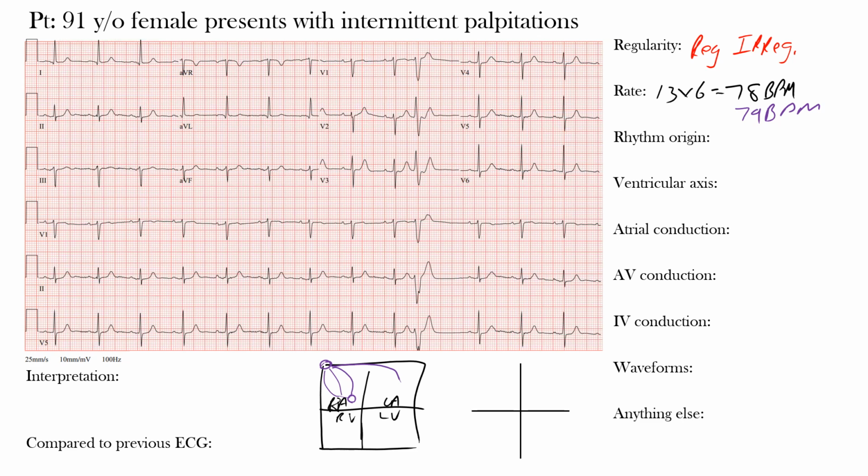From the AV node, we have a His bundle that then bifurcates into a right bundle branch that innervates the right ventricle. And then we have this left bundle branch that splits off into two subdivisions, the left anterior fascicle and the left posterior fascicle, and those innervate the left ventricle. Both those fascicles and the right bundle branch then go to the ventricular Purkinje fibers that innervate the cardiomyocytes, and that's how the depolarization wave spreads.